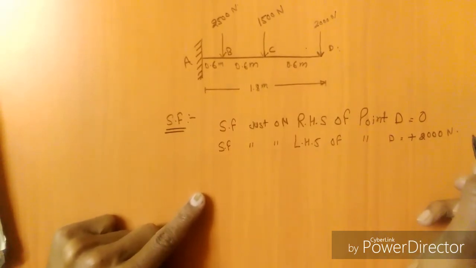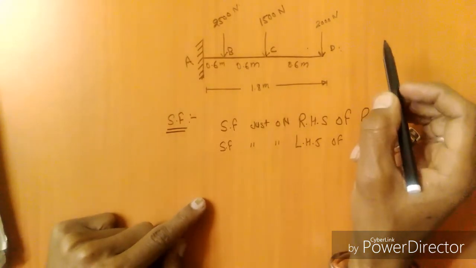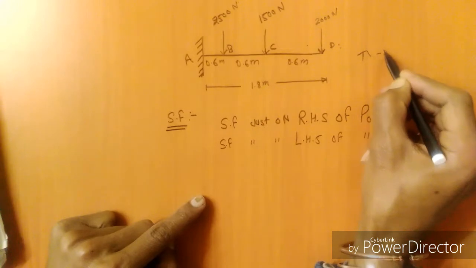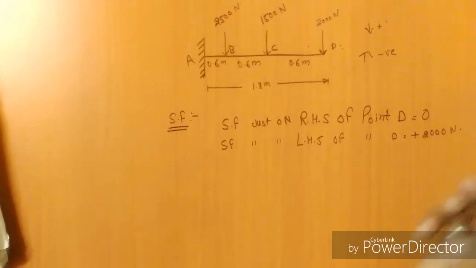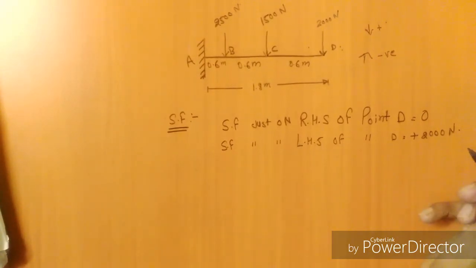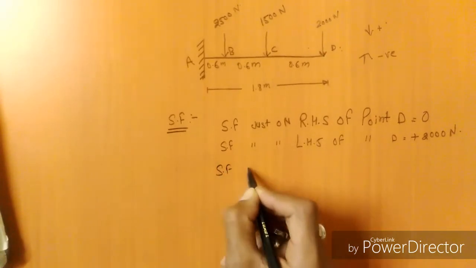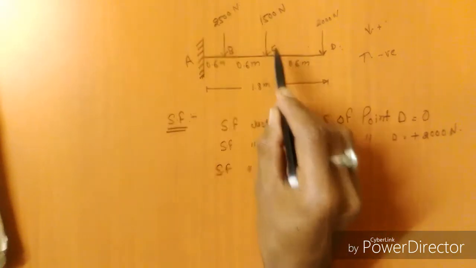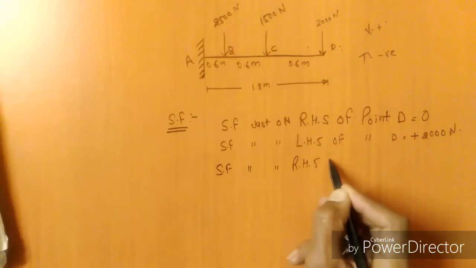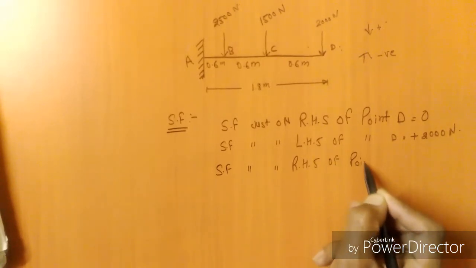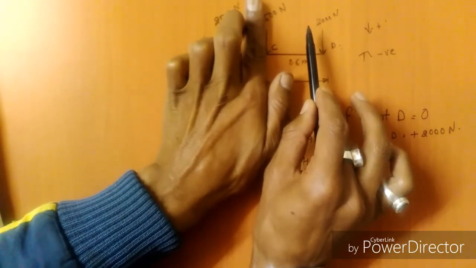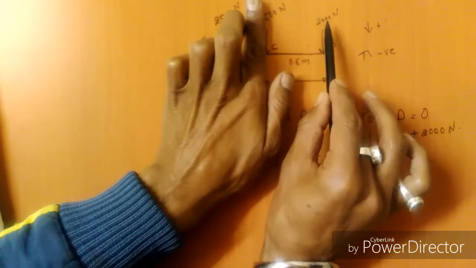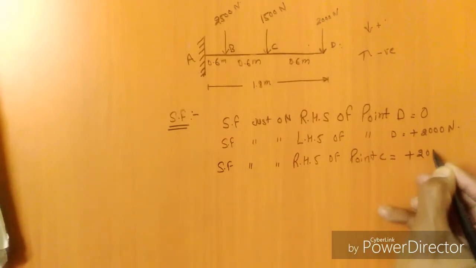One point is noted: considering the right hand side, upward forces are taken as negative and downward forces as positive. I told you about the sign convention in the previous video, so you can watch that video. Now shear force just on the right hand side of point C, that is one load acting, so positive 2000 Newton.